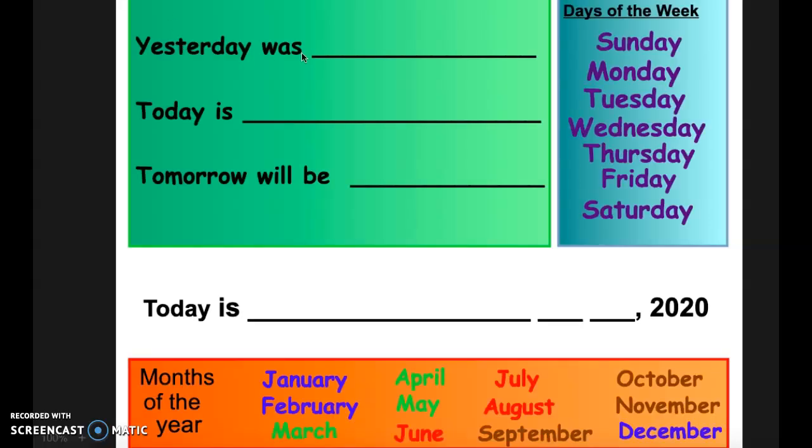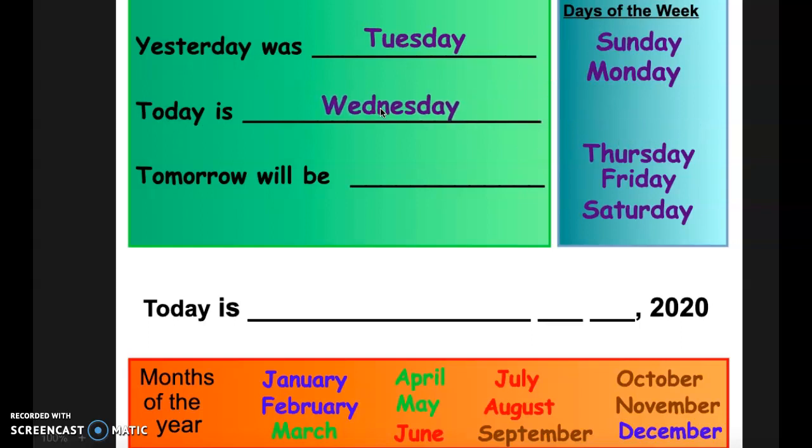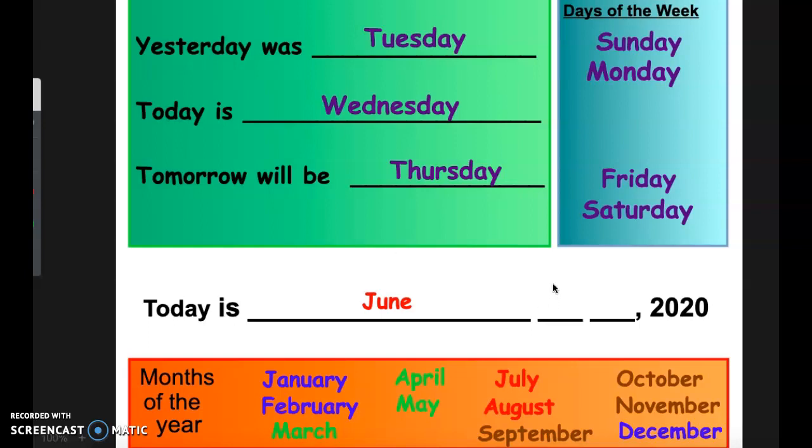So yesterday was Tuesday. Today is Wednesday. And tomorrow will be Thursday. And we said today is June 17th. Write the 17th as a 1 and then a 7. 17. So today is Wednesday, June 17th, 2020.